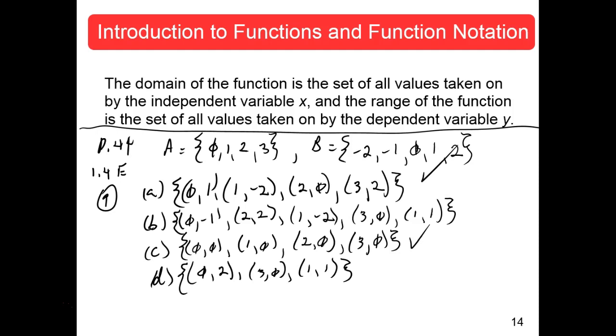Okay, so you said in the domain. Hold on. Any element in the domain can have only 1 element from the range. Oh, yeah. You can have the same range element repeatedly as many times as you want to. Okay. How about D? Is (0, 2) an option? Yes. Is (3, 0) an option? Yes. Is (1, 1) an option? Yes. So is that a function?